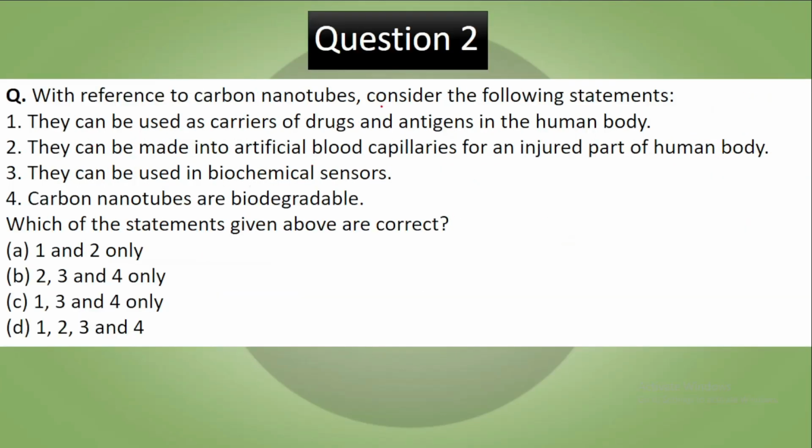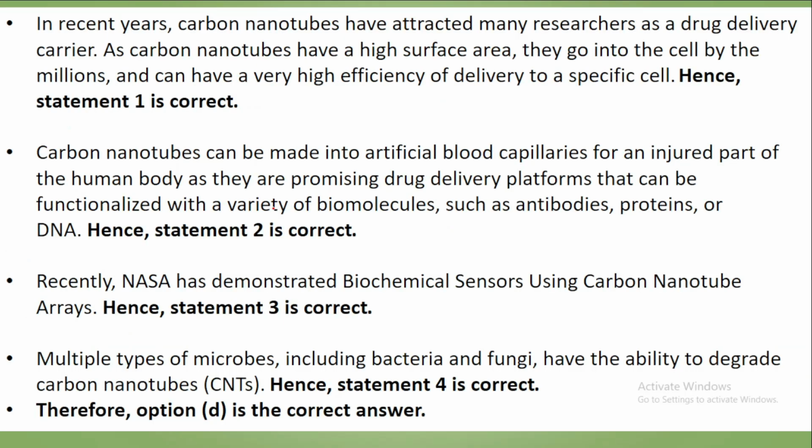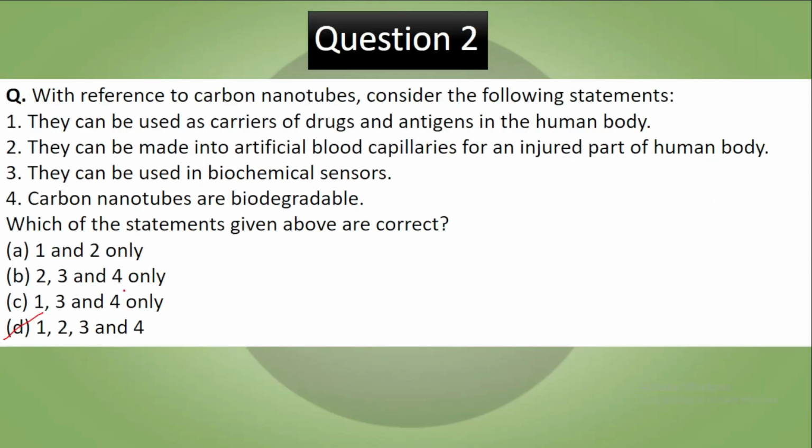Question 2, with reference to the carbon nanotubes, consider the following statements. They can be used as carrier of drugs and antigens in the human body. They can be made into artificial blood capillaries for an injured part of the human body. They can be used in biochemical sensors. Carbon nanotubes are biodegradable. Pause the video, try to answer. So your correct answer to this is D. All of the options are correct.